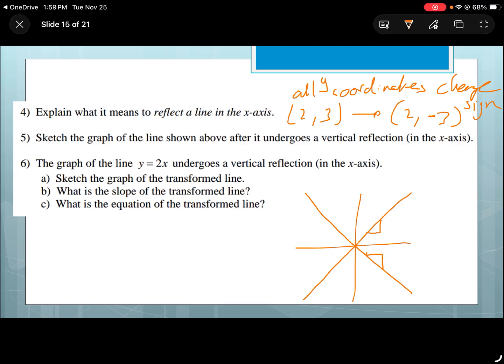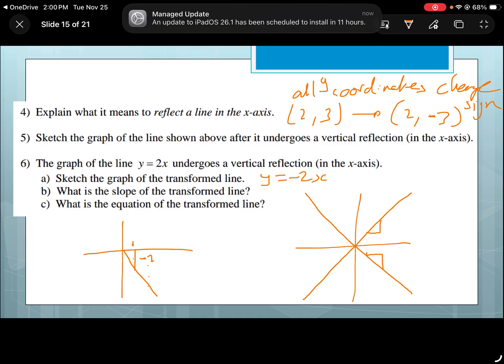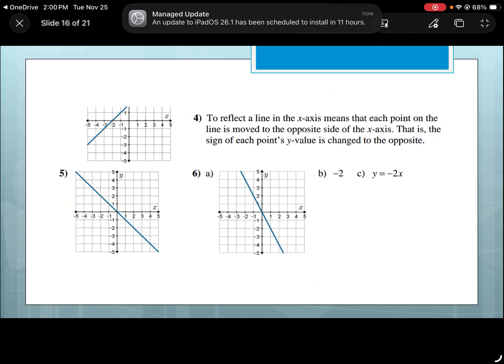The graph of the line y equals 2x undergoes a vertical reflection in the x-axis. Sketch the graph of the transformed line. So we know it's going to be y equals negative 2x. Yeah? So the slope's negative 2. The equation of the line is y equals negative 2x. And it would look like this, right? For every 1 I go right, I go 2 down. And it would look something like that. And you would just say, that's negative 2. That's 1. Not a great sketch, to be honest, but honestly, as long as you understand it, that's all that matters. Okay.